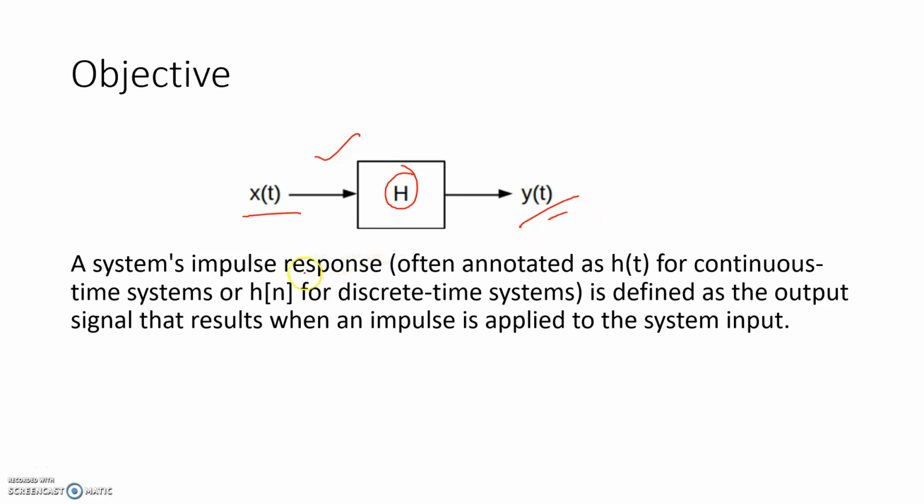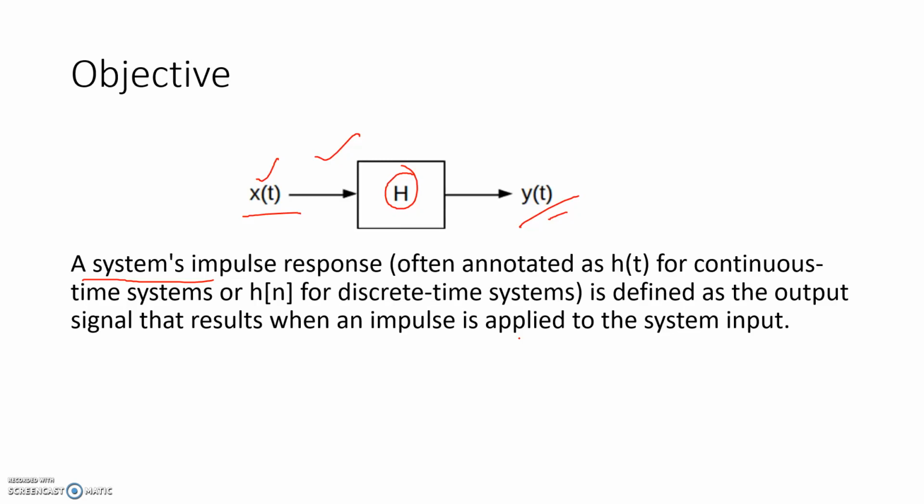So basically, what is impulse response? If you provide the input as a delta function, whatever output you are getting in the output section is basically the impulse response. That is what I have written here. A system's impulse response, often denoted as h of t for a continuous time system or h of n for a discrete time system, is defined as the output signal that results when an impulse is applied to the system input. Okay, this is very important. That means whenever you provide the input as a delta function, whatever output you get is the impulse response.